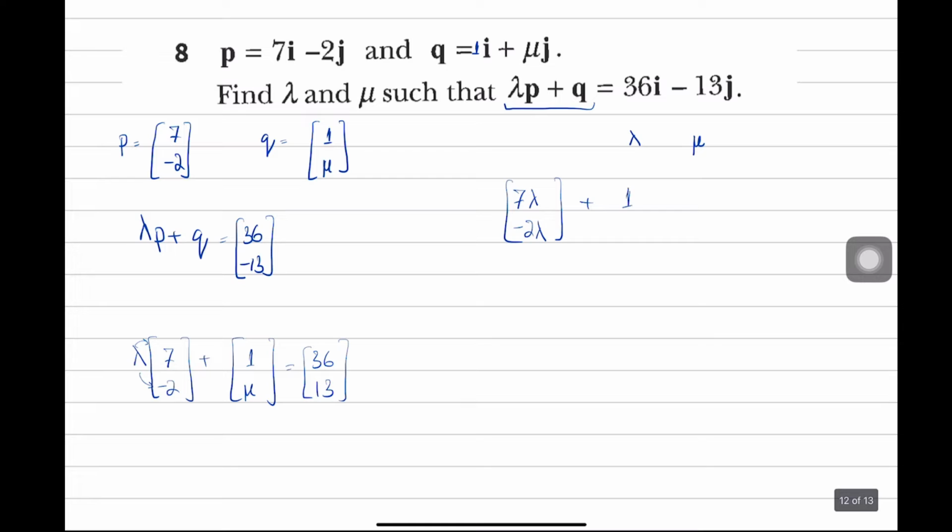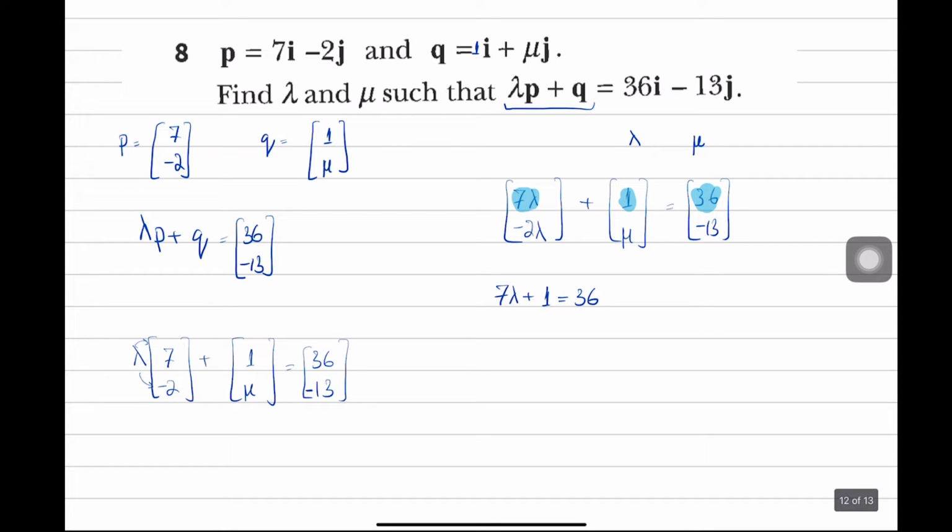Plus 1 and mu. Okay, equals to what? Equals to 36, and I just realized it's minus 13, not positive 13. So 36 minus 13. Okay, now what we'll do is, yeah, thank you for pointing that out. Now here's the x component of the first vector, here's the x component of the second vector, here's the x component of the vector after the equals to sign, and together they form an equation. So this means that 7 lambda plus 1 equals to 36.